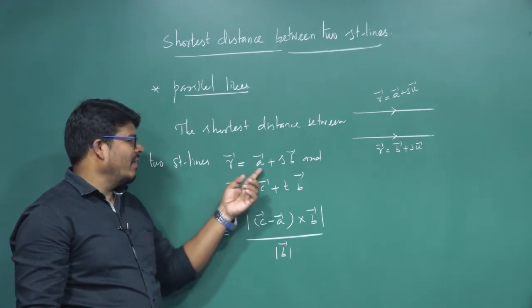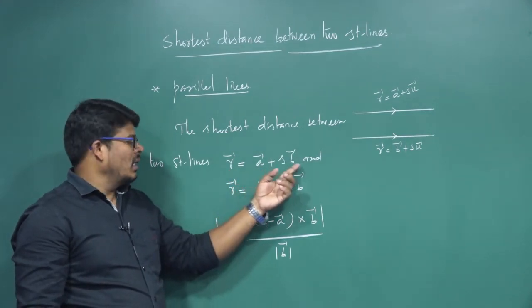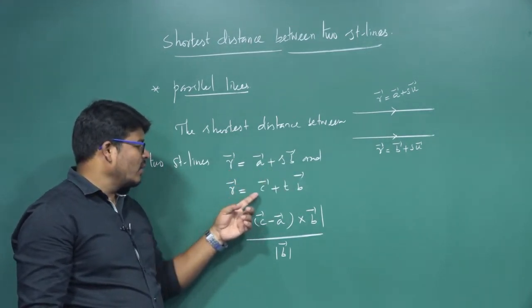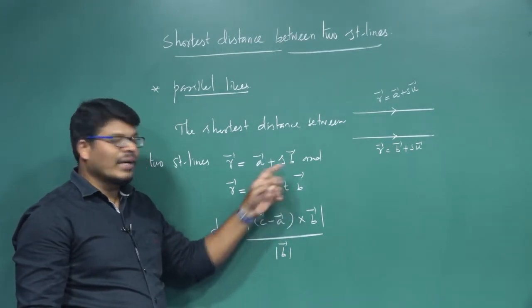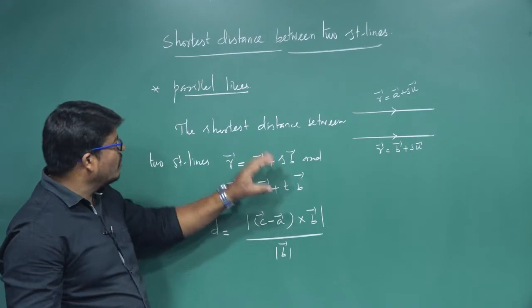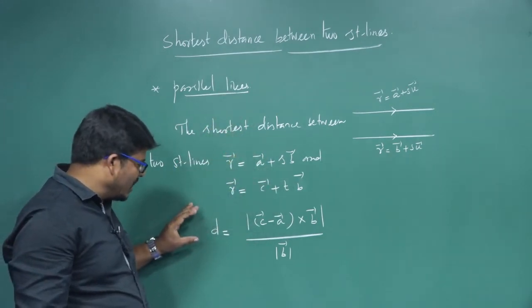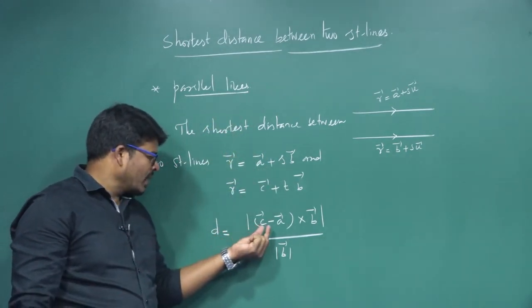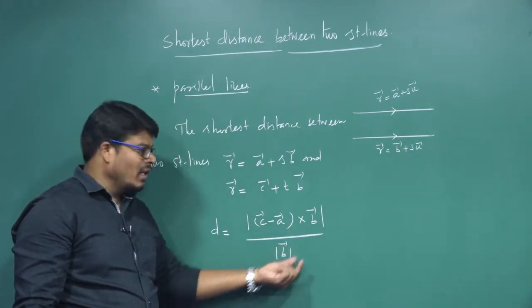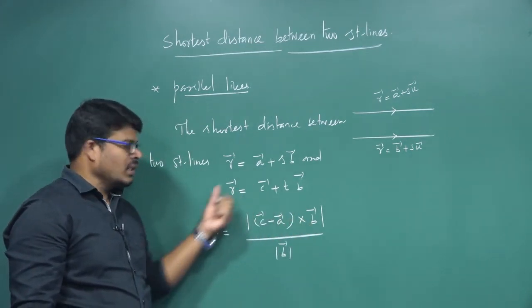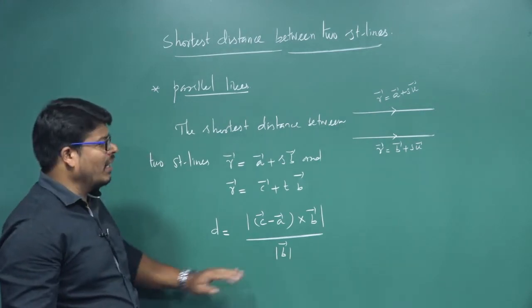R vector equal to a vector plus s b vector, and the second line r vector equal to c vector plus t of b vector. The direction is the same, b vector. Therefore the two lines are parallel. Therefore the distance d equal to modulus of c vector minus a vector cross b vector by modulus of b vector is the shortest distance between the parallel lines.